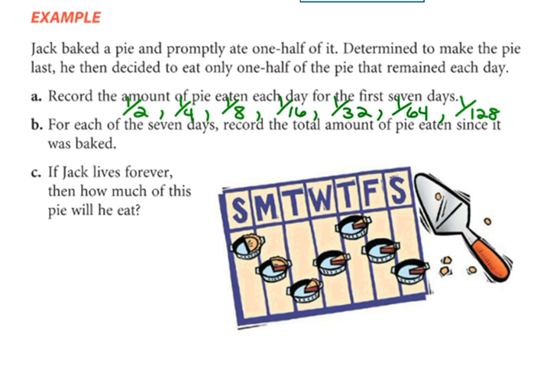So since Jake ate half of the amount of pie left each day, on the first day he ate half the pie, the second day he ate 1/4 of the pie, on the third day he ate 1/8 of the pie, the next day 1/16, then 1/32, then 1/64, then 1/128, right? So the amount of pie that Jake is eating each day is decreasing significantly.